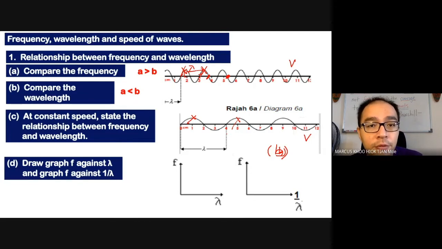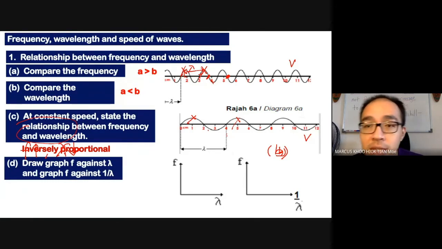So look at this. Frequency of A is bigger, frequency of B is smaller. Wavelength of A is smaller, wavelength of B is bigger. So the relationship between the frequency and the wavelength should be written as: the bigger the frequency, the smaller the wavelength. Or in other words, it is inversely proportional. But I still prefer you to write: besides being inversely proportional, the bigger the frequency, the smaller the wavelength.